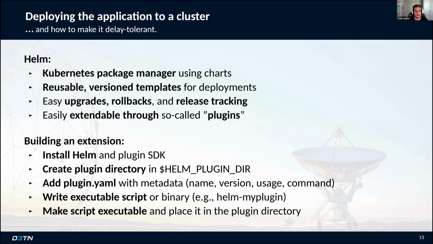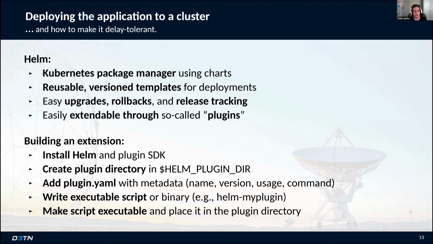Now, building an extension is actually quite simple. It's just 5 steps. You need to install Helm and the plugin SDK. You need to create a plugin directory, add a YAML file which describes your plugin. This contains metadata such as the name, the version, usage, and the command. And then you basically just need to build an executable script or binary which performs whatever action you want your plugin to perform. Make it executable, place it in the plugin directory, and it's ready to go.